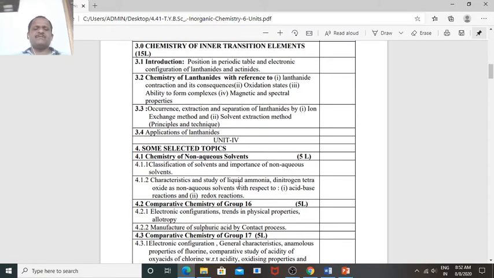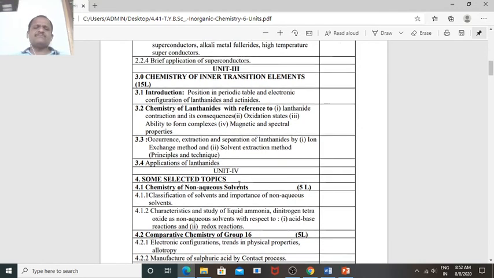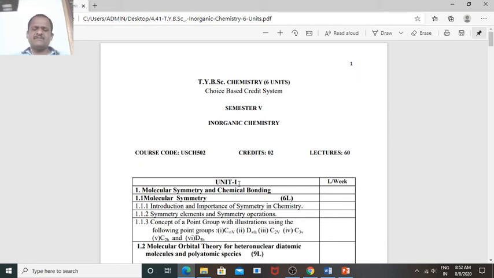This topic, chemistry in non-aqueous solvents, is also new for you. Otherwise, comparative chemistry of group 16 and group 17 are p block elements, so you have a little bit of knowledge about that content of the syllabus. So this is just the syllabus of inorganic chemistry in semester 5 for the inorganic chemistry course.